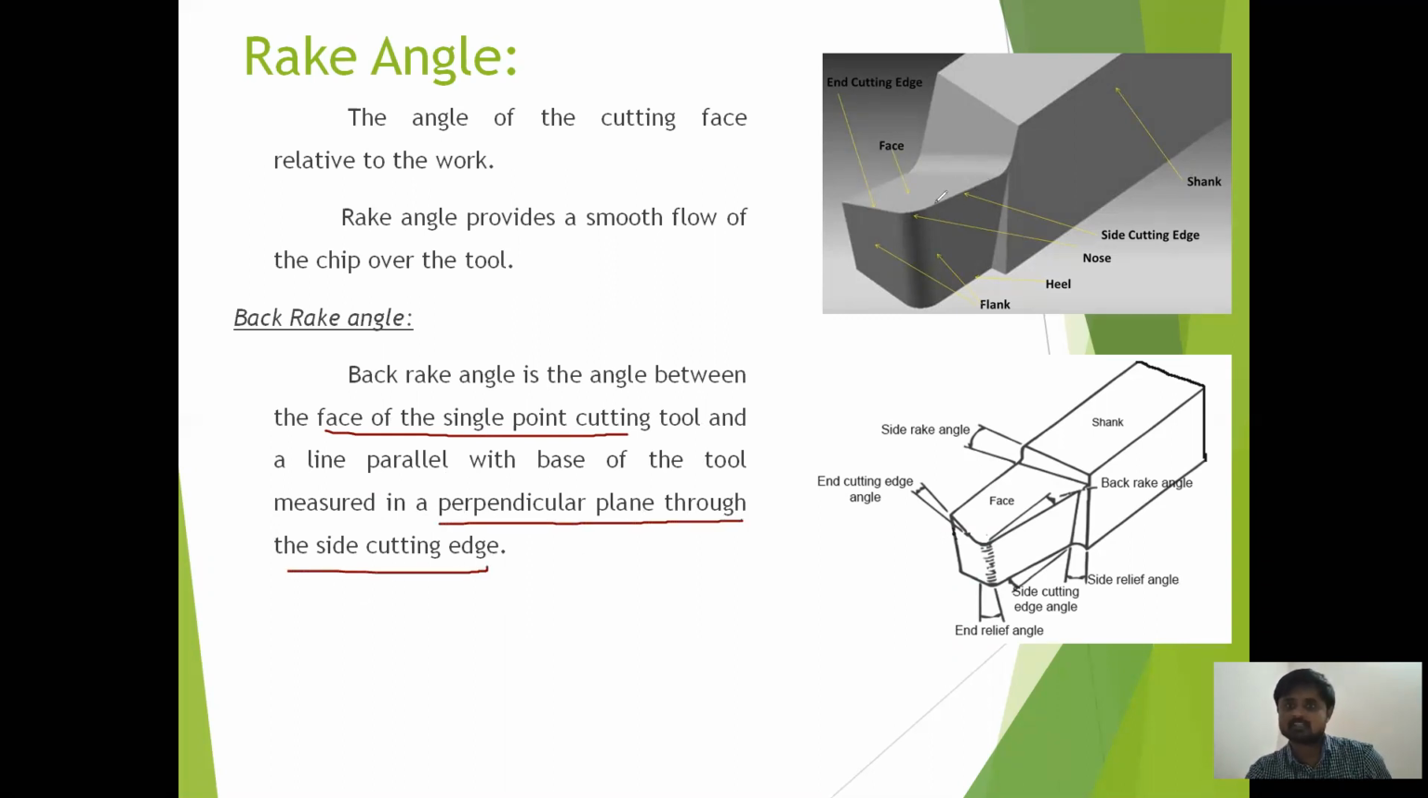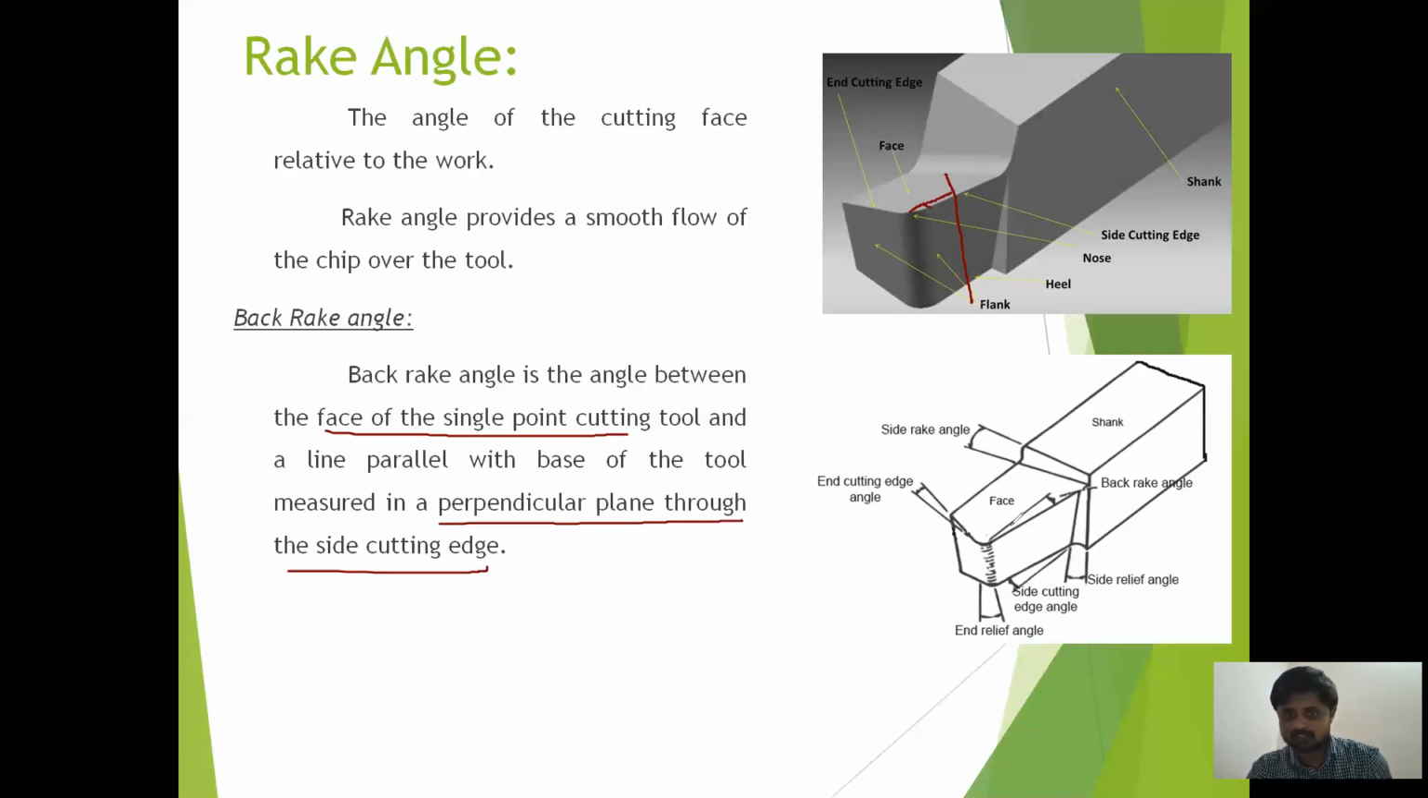Let's see, for example, this is the side cutting edge. I'm going to draw one plane perpendicular to this side cutting edge. This is the perpendicular plane. Now here, the angle between the face of the single point cutting tool, this is the face, and a line drawn parallel to the base. Let's say this is the base of the cutting tool. From this point, I'm going to draw one line parallel to the base of this cutting tool. So this small angle is known as the back rake angle.